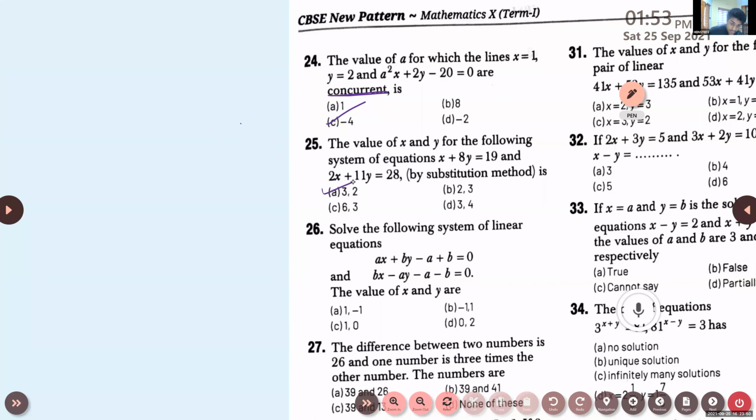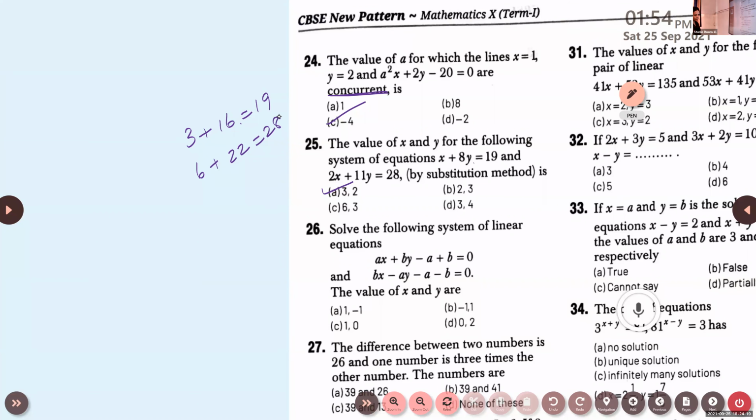Okay, if it is a solution, when you substitute, it should satisfy, isn't it? In the place of x and y, when you substitute, when x is 3, 3 plus 16 is 19. Okay. What about the second one? 6 plus 22 is 28. Is it satisfying? If it is a solution, it will satisfy the given equation. So what is the answer? Is it satisfying here?